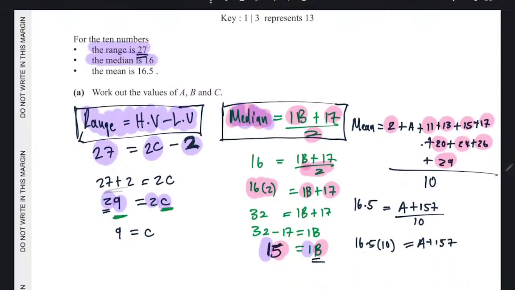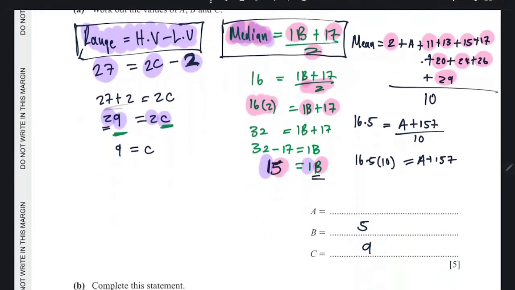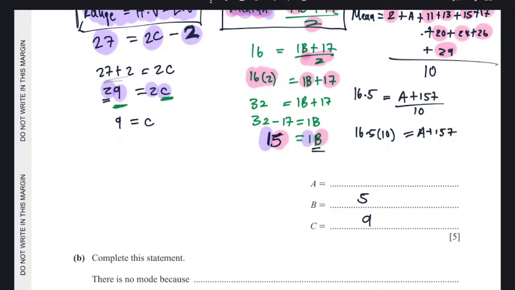Let the answer find itself. That's the biggest lesson. You don't give us your answer. We don't want it. 165 is equal to A plus 157. You take 157 to the other side. 165 minus 157 is equal to A. What's 165 minus 157? 8. So your A is 8.